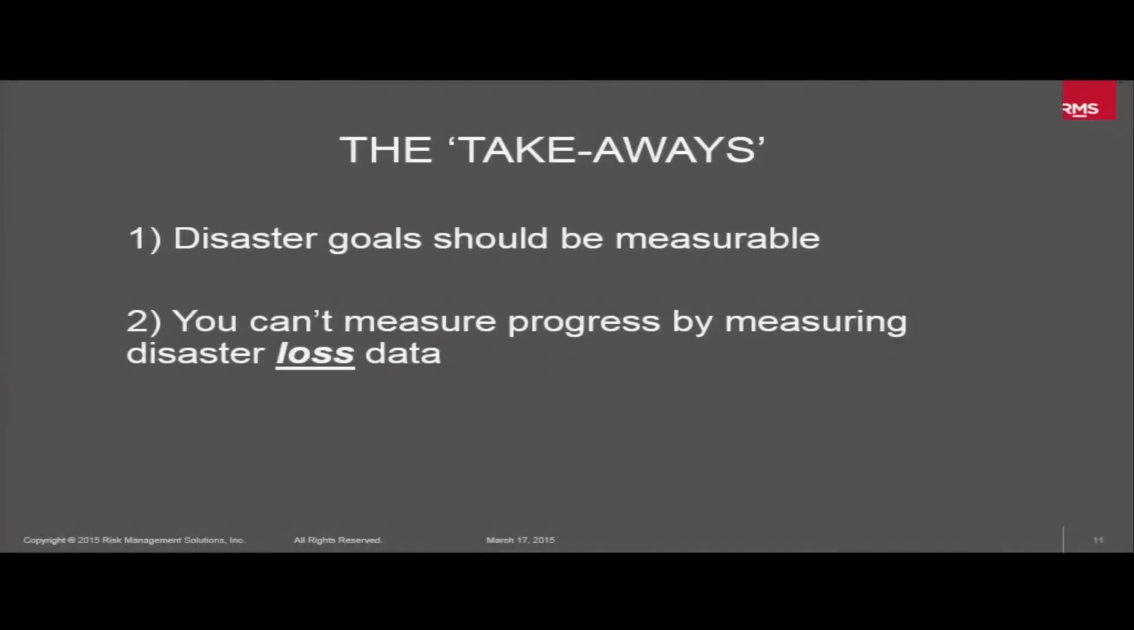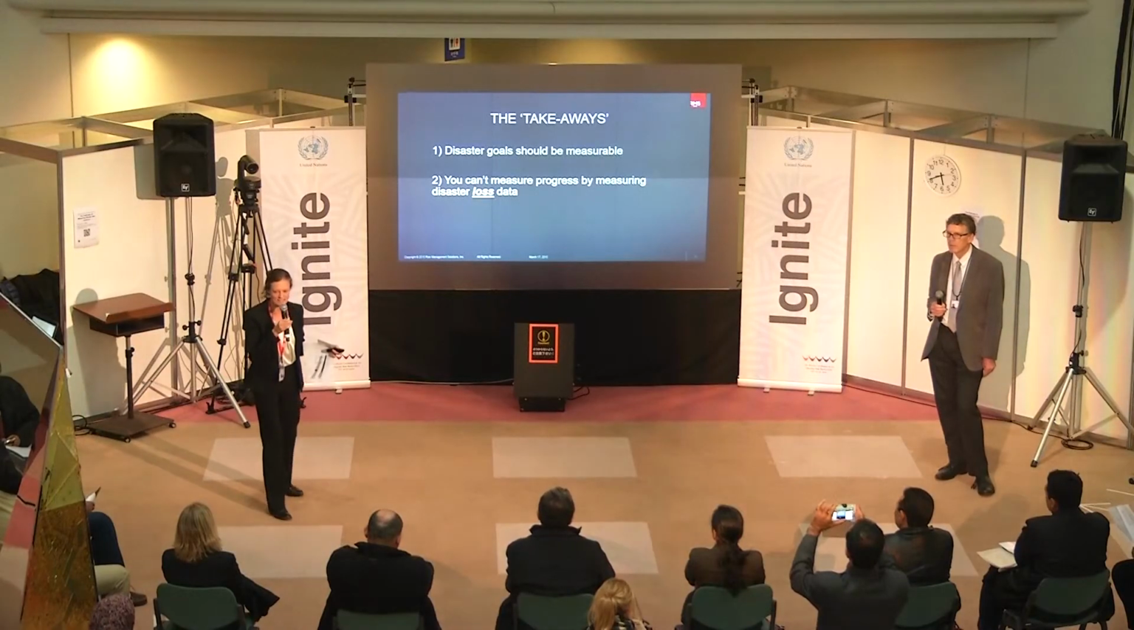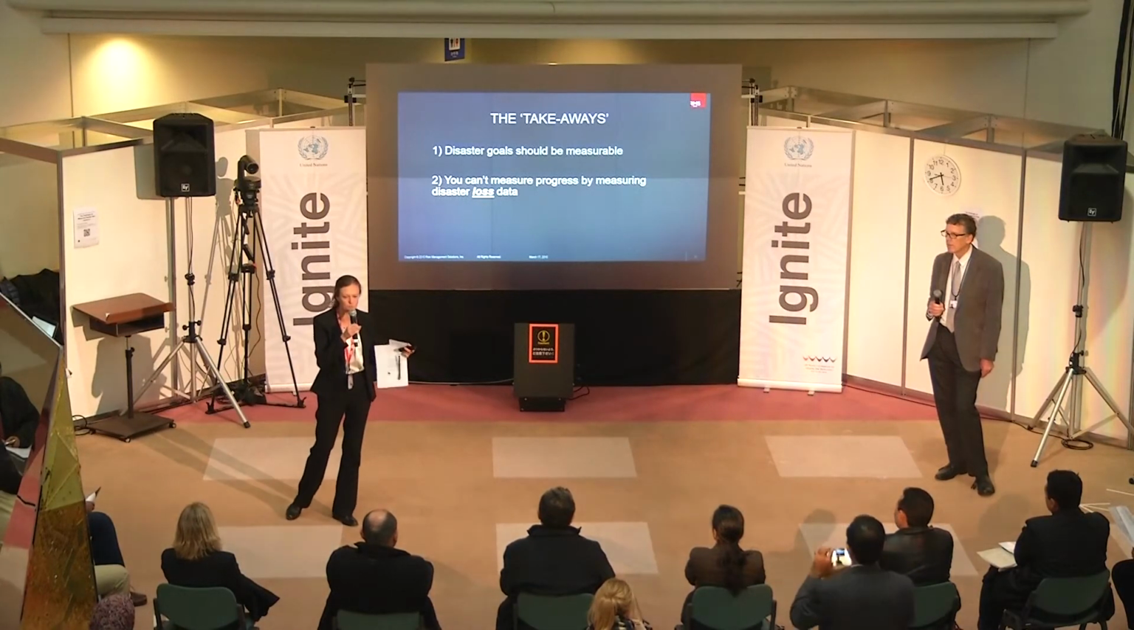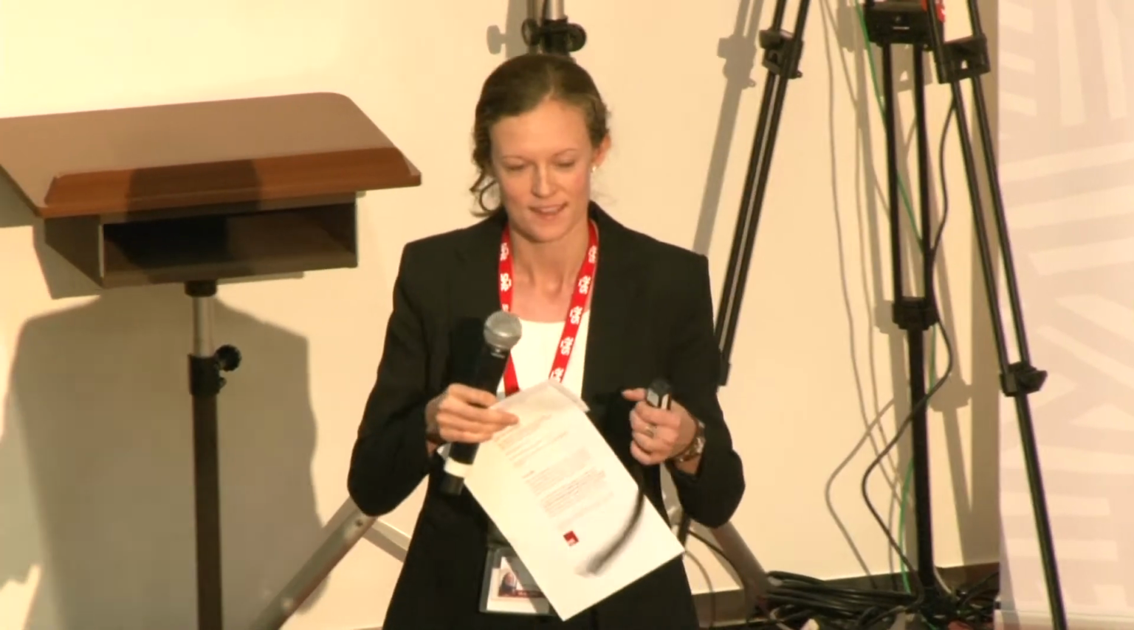Number 2, you can't measure progress by measuring disaster loss data. So you can't count the number of deaths, you can't count the number of houses destroyed, the economic loss, the number of affected people. This will be quite random. As shown in Haiti and in the Philippines, you might be lucky, you might be unlucky to get an event within the next 15 years of the post-2015 Hyogo framework. So what do we do instead?